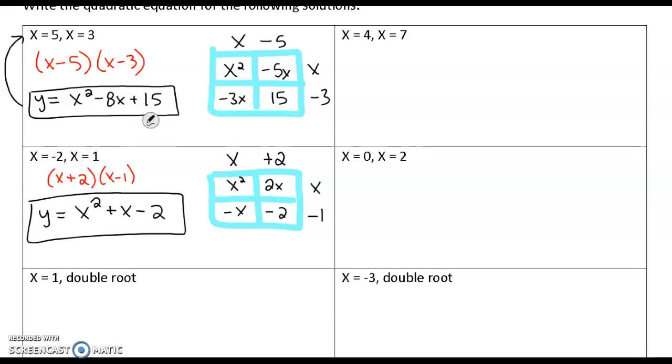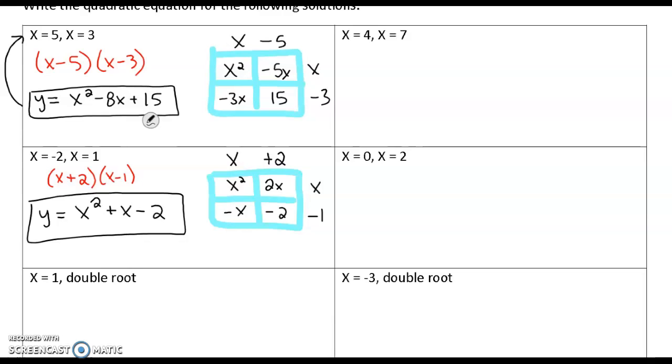And if I wanted the factors, that would be the red. Positive 2 and -1, if I sum those together, I get positive 1. And if I do 2 times -1, I get -2. So again, we're just working backwards. We have the solution, we're looking for the original equation.